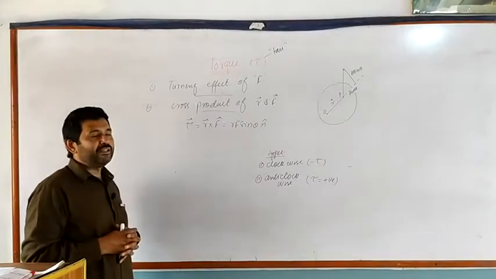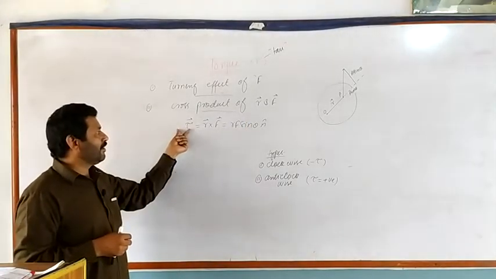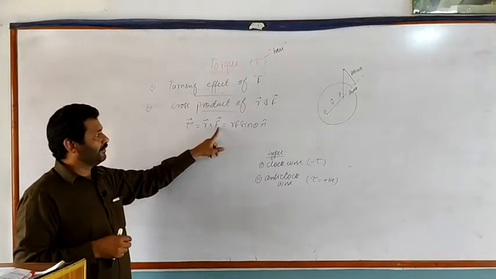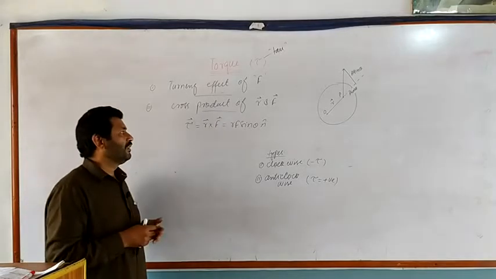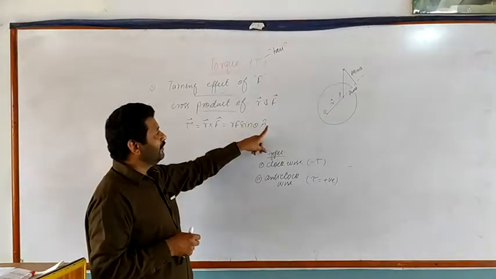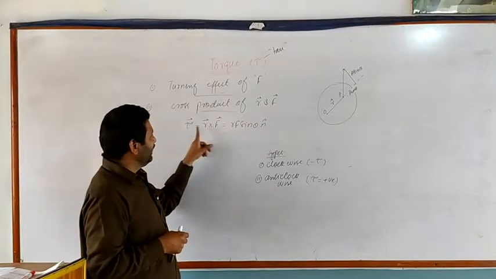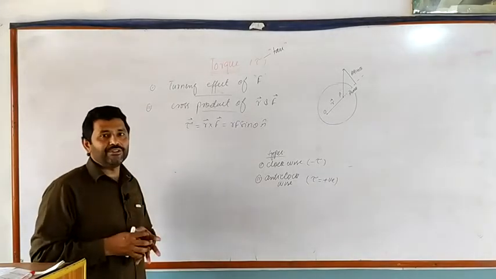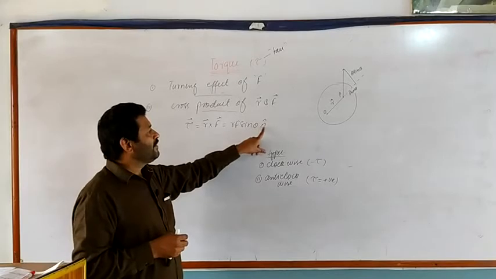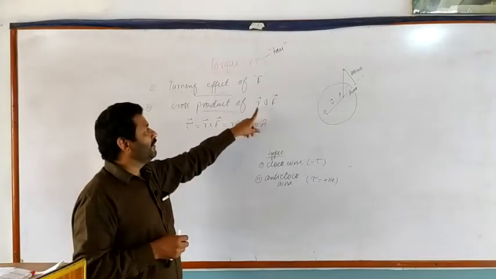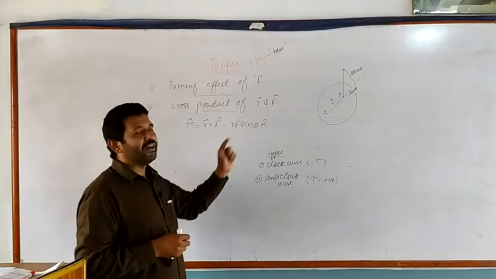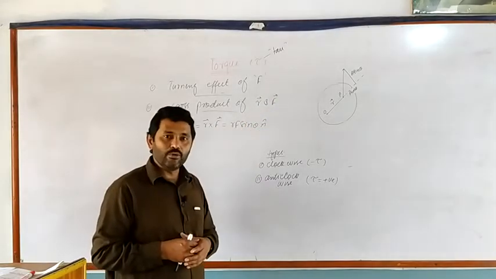Mathematically, torque is written as tau is equal to vector r cross vector f. Simplifying, this equation will be equal to r f sin theta into n unit vector. As is clear from this equation, tau is a vector quantity. Its direction is represented by the n unit vector, which is always perpendicular to the plane made by vector r and vector f, and its direction is found by the right hand rule.